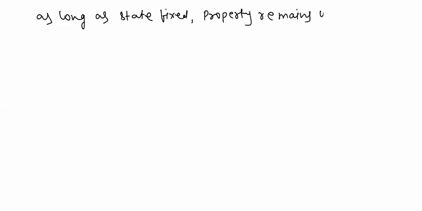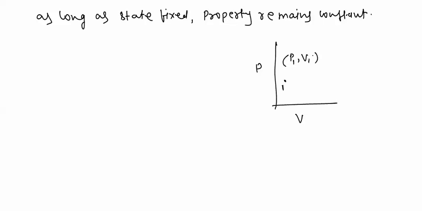As long as the state is fixed, the property remains constant. For example, at any state 1, the coordinates of a system are pressure P1 and volume V1. Unless your state changes, the pressure as well as the volume of the system does not change. It means the state defines the property of the system.